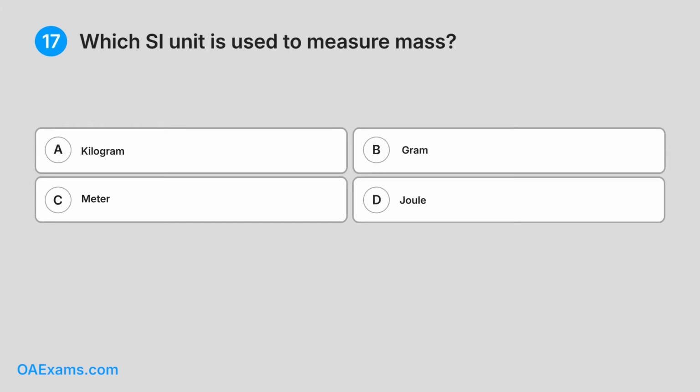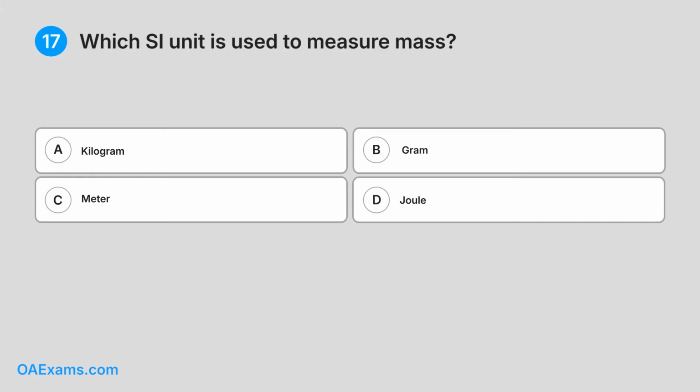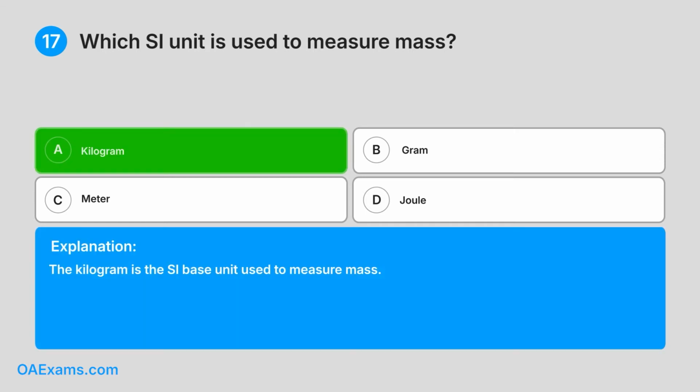17. Which SI unit is used to measure mass? A. Kilogram. B. Gram. C. Meter. D. Joule. Do you know the answer? Correct answer. A. Kilogram. Explanation. The kilogram is the SI base unit used to measure mass.